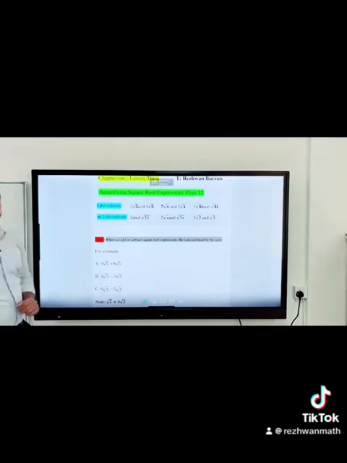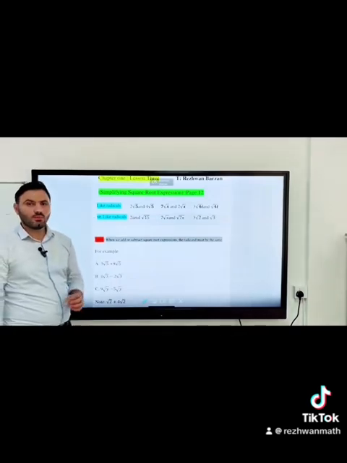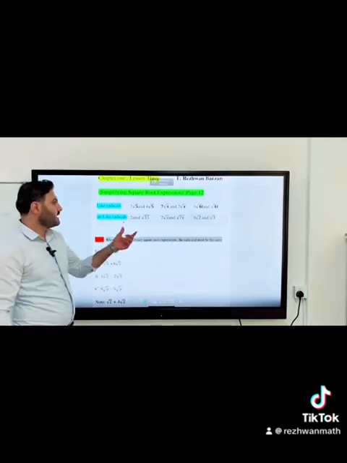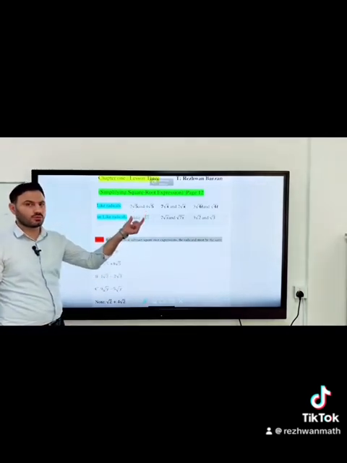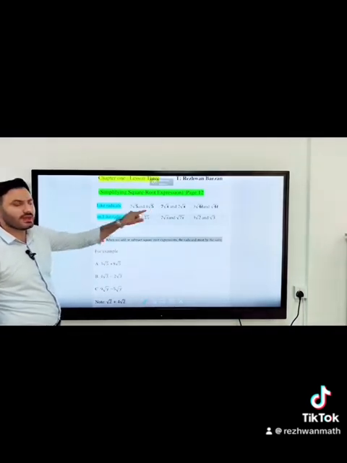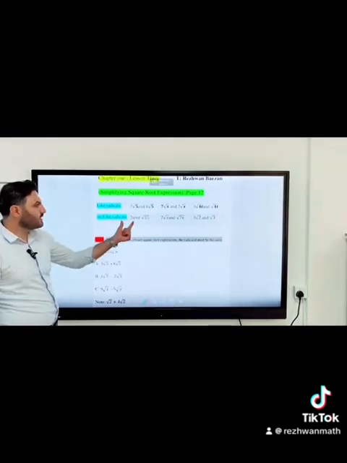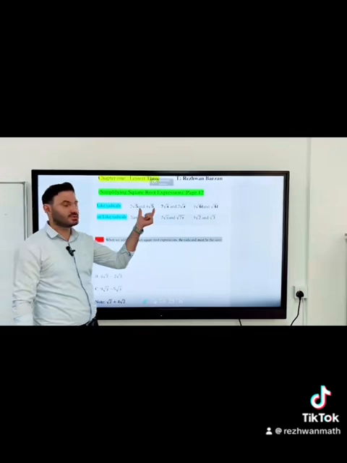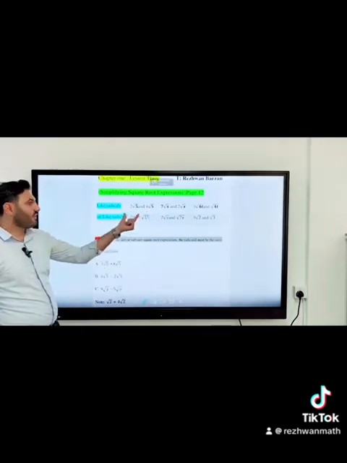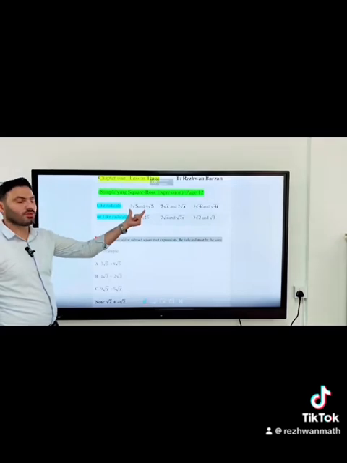What's like radical? Like radical means we have the same number or the same variable inside the square root. For example, if you look at square root 5 and square root 5, because we have the same number inside the square root, we call these like radical.